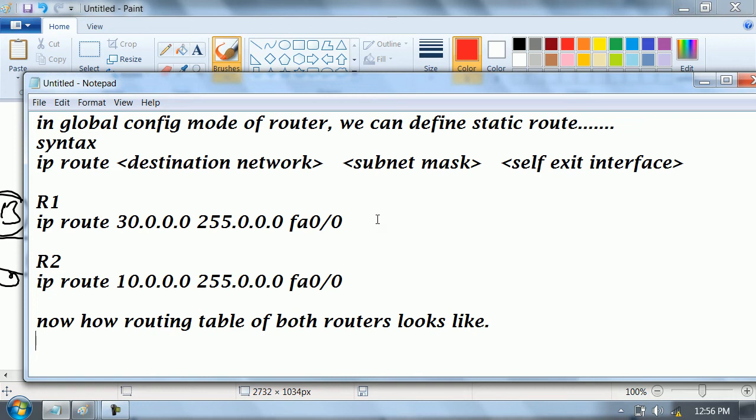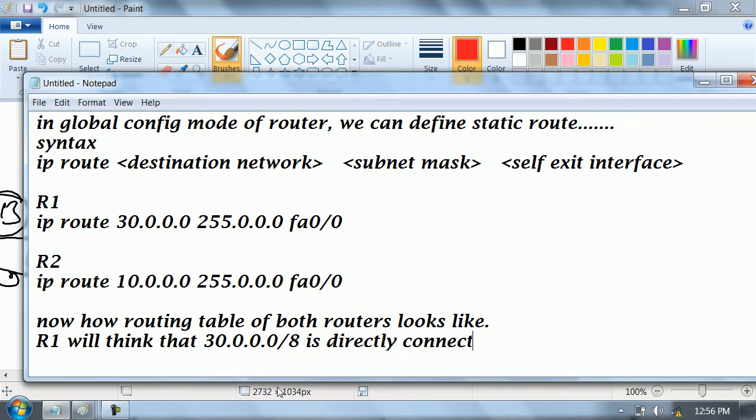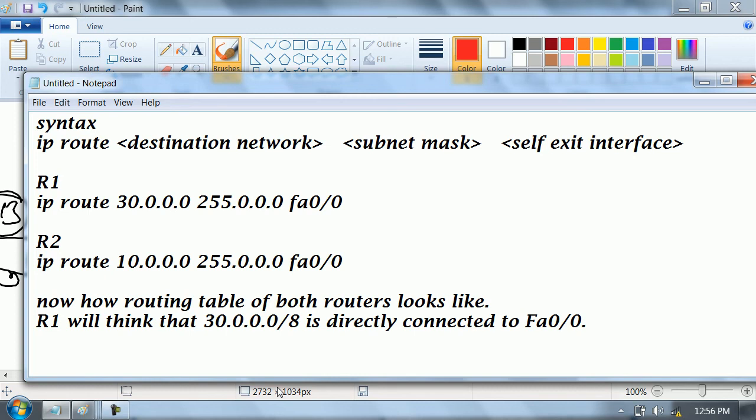Now, how will the router understand this information? First of all, R1 will think that 30.0.0.0/8 is directly connected to me. Agree? And R2 will think this 10's network is directly connected to me, because what you are defining is an exit interface. This thing is clear.